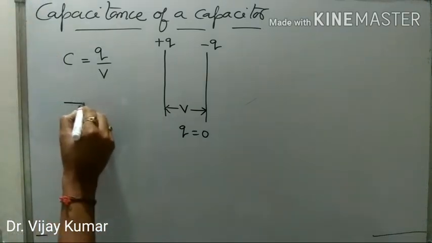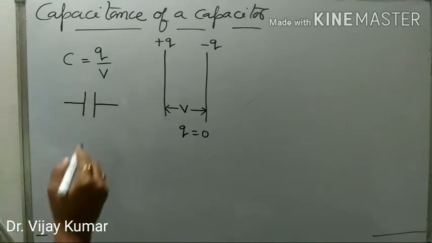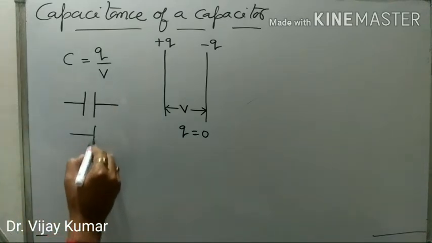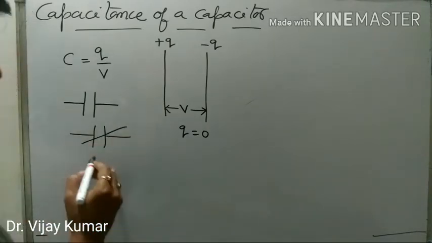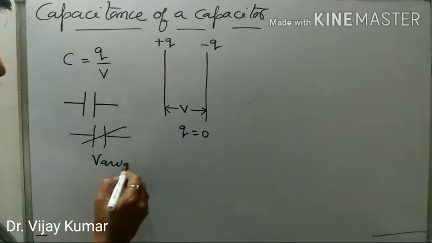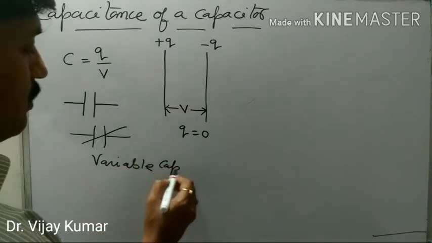In any electric circuit, we can represent a capacitor like this. And if the value of the capacitor is variable, then we can represent it by this. It is known as a variable capacitor.